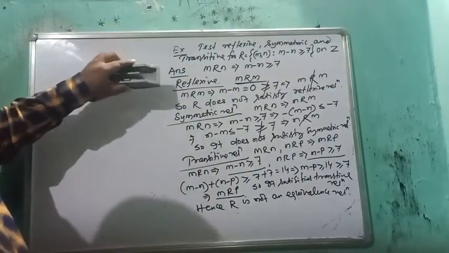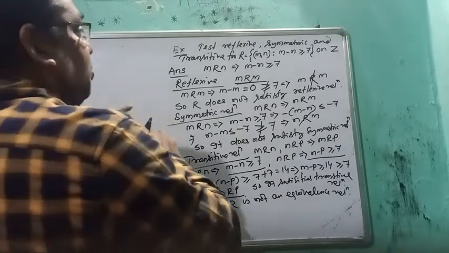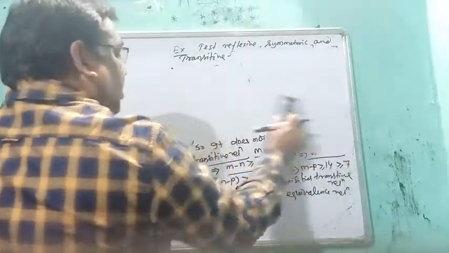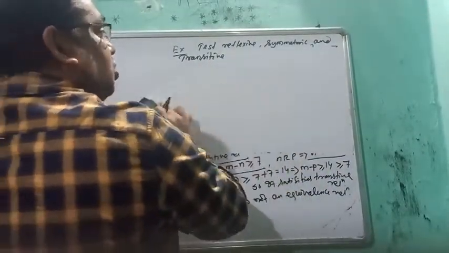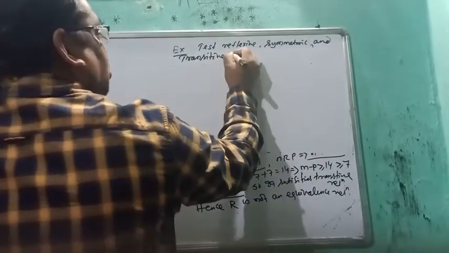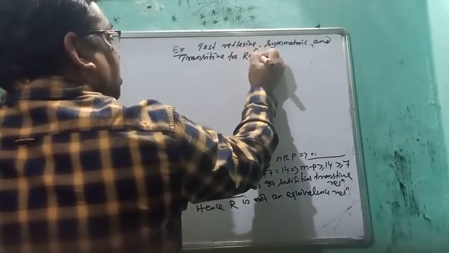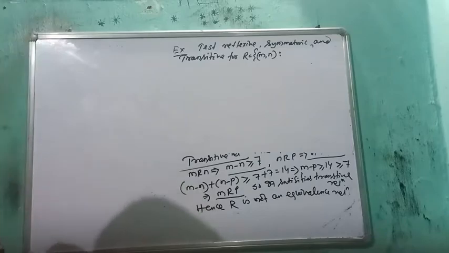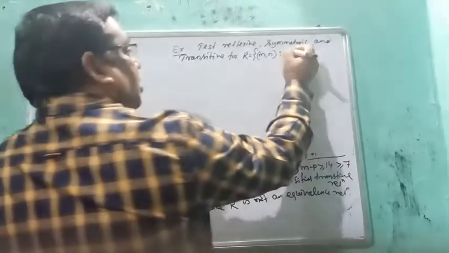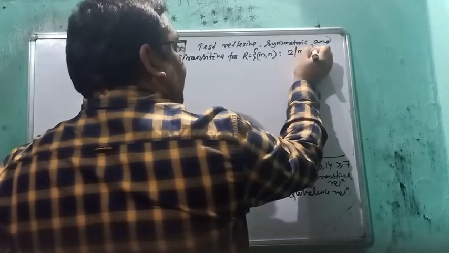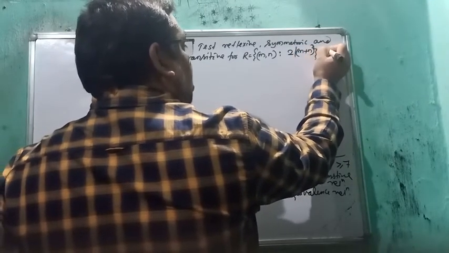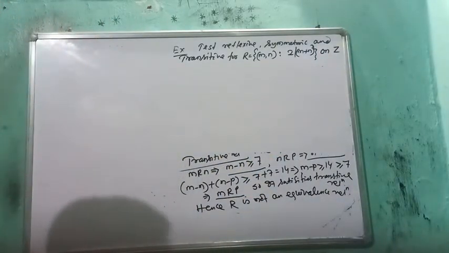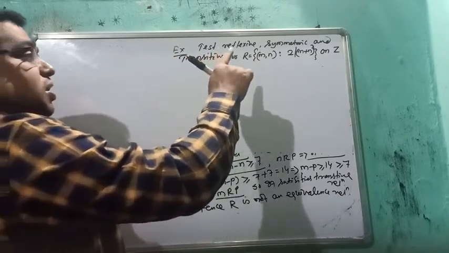Similarly, we take another example here. Test for reflexive, symmetric and transitive for the relation R equal to the ordered pairs (m, n) such that 2 divides m plus n on the integers Z. So we have to check reflexive, symmetric and transitive.